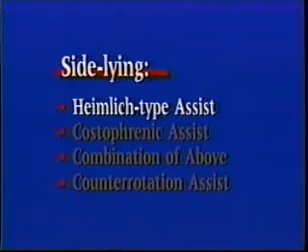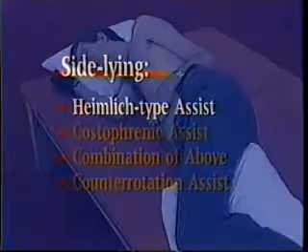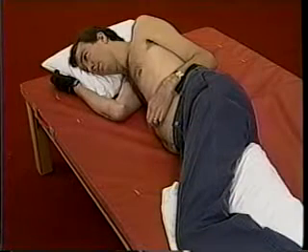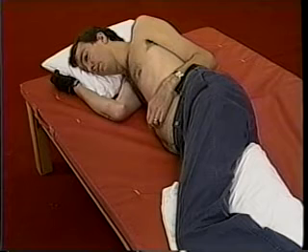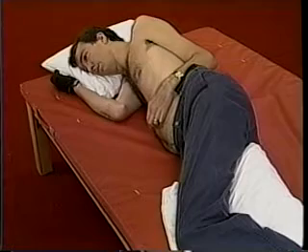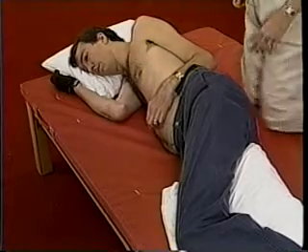Another way to perform the Heimlich type assist is in a side-lying position. Moving the patient into side-lying allows the patient's hip and knees to be flexed into reflex-inhibiting postures, thereby decreasing the risk of muscle spasms interfering with this maneuver. However, it is more difficult for therapists to stabilize the trunk in this position.